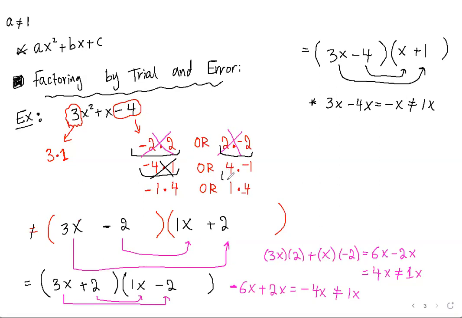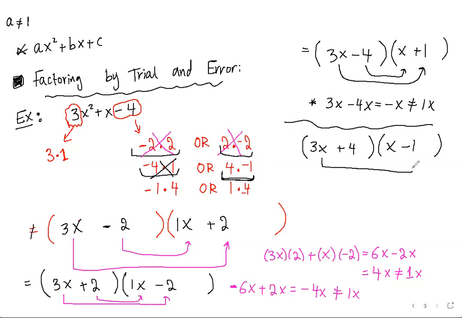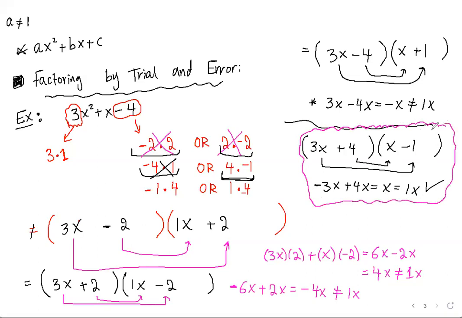Okay? I check this one again, 4 and minus 1. Open two parentheses, 3x and x. I have positive 4, negative 1. I do multiplication. 3x times minus 1 is minus 3x. 4 times x is plus 4x. And they give me x. Oh, it's the same as this one. The middle one is equal to 1x. So this is what I need. So this is my factoring for this trinomial. So this is the answer. Makes sense?